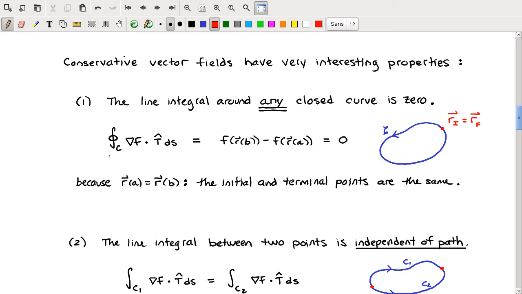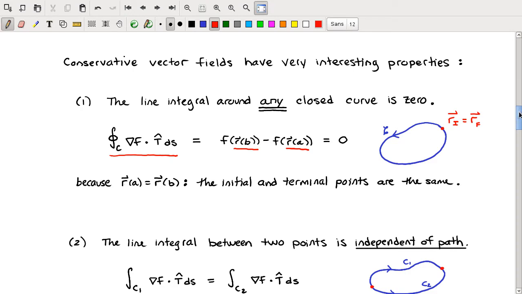Well, it's because integrals of this form are evaluated by plugging in the beginning and the ending points of the curve. For a closed contour, the beginning point equals the end point. This is r initial equals r final. So this is r final, this is r initial, and they're the same point. And so f evaluated at that point is going to be the same in both cases, and we get 0. So when the beginning and end points are the same for a conservative vector field, the value of the loop integral is always 0.